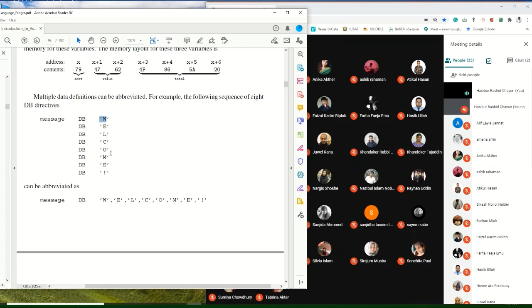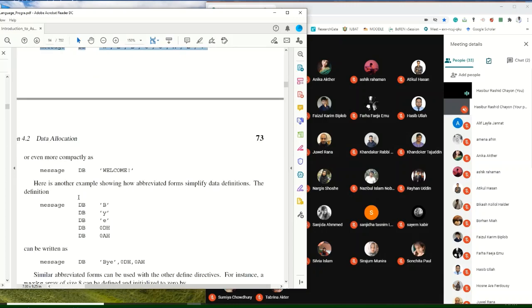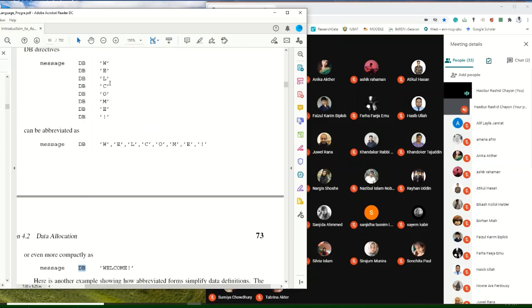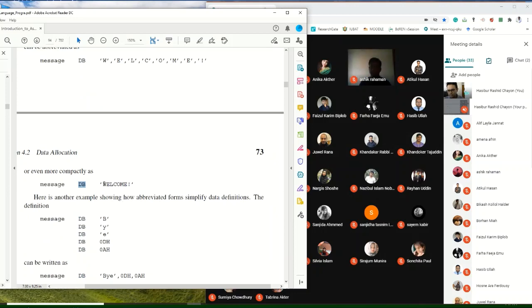Okay, so that's why we need to write several times. We can write it in this way, in that way, and also in that way. So message is the variable, db welcome and exclamatory sign. That means how many bytes do we have? I think it's 7 or 8. 1, 2, 3, 4, 5, 6, 7, 8. There are 8 bytes, because each of these is 1 byte, so there are 8 bytes for message.